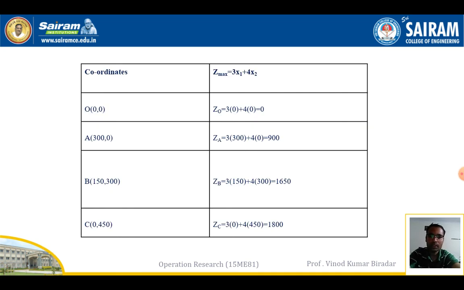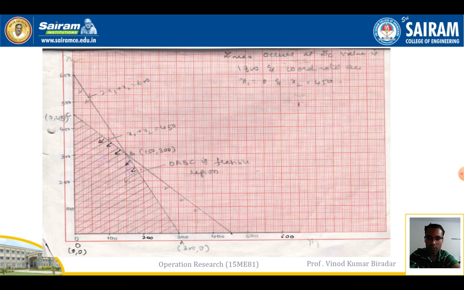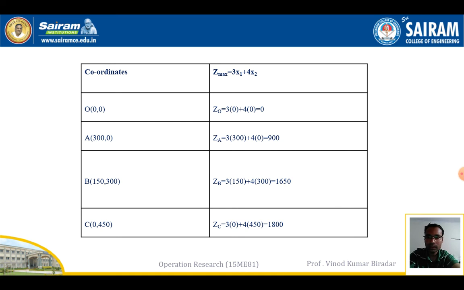Next, find the maximum. We have four corner points, and the maximum is z equal to 3x1 plus 4x2, as given in the question. Okay, when x is equal to 0 comma 0, you will get 0. At A, 300 comma 0, substitute the x and y values in the maximum equation, you will get 900.